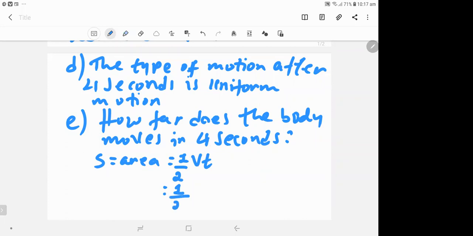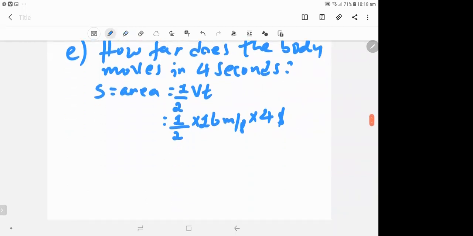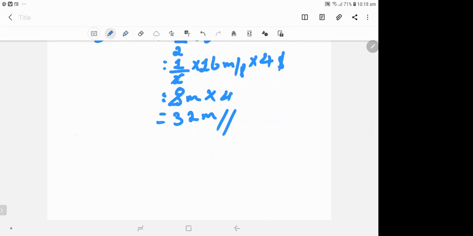For example, 1/2 times 16 meters per second times how many? 4 seconds. 1 second cancelled by 1 second. 1 by 2 is 8. 8 meters times 4, how many? 32. 32 meters. So the first answer was this one. Have you seen how we can calculate the area, or the displacement, of the given graph? Yes.